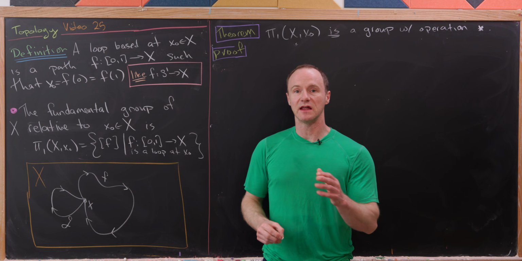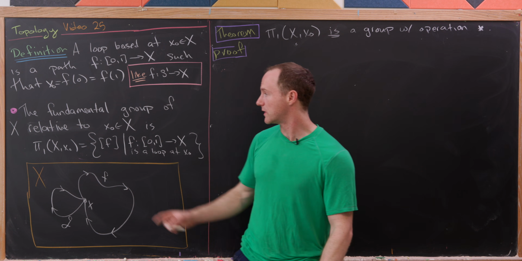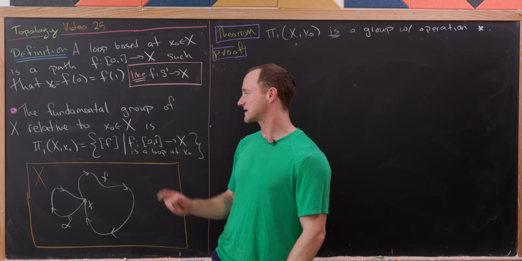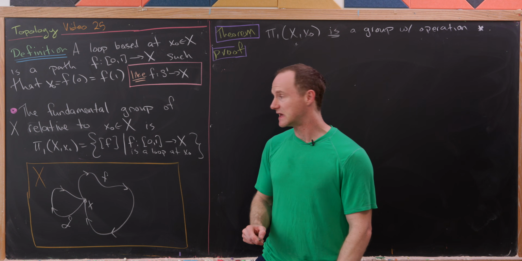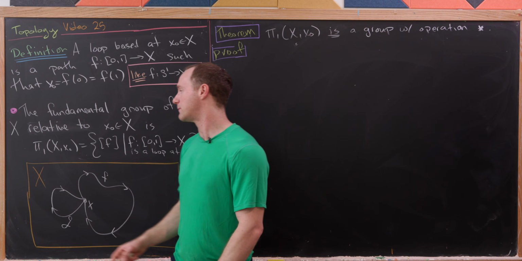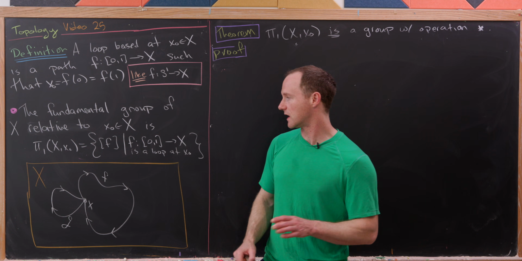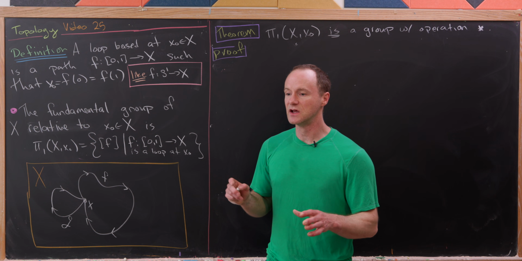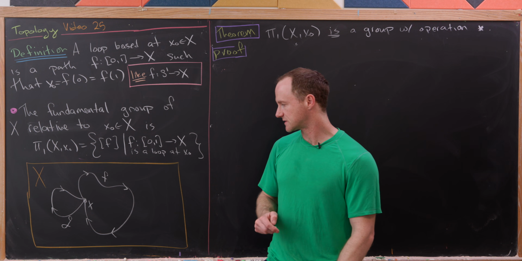Okay, then the fundamental group of our topological space X relative to x naught in X, we're going to call it pi 1 of X comma x naught, and it'll be the set of all equivalence classes of f, and that's homotopy equivalence classes.